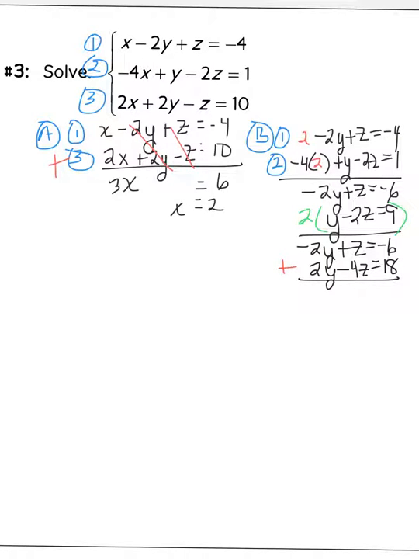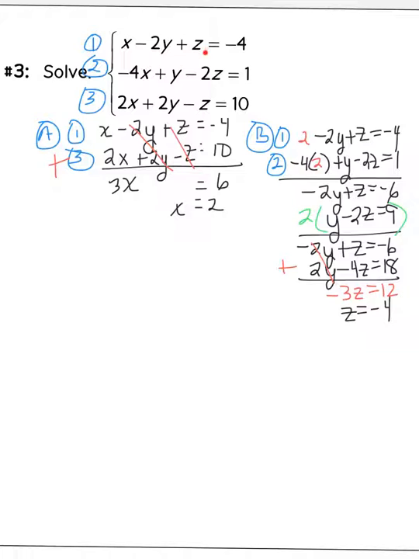Now add, your y's cancel. Positive 1 and negative 4 is negative 3z. Negative 6 and 18 is a positive 12. And so if you divide by negative 3, z is going to equal negative 4. And so now I know 2 of my values. I can then plug those 2 values into one of these equations here and solve for y.